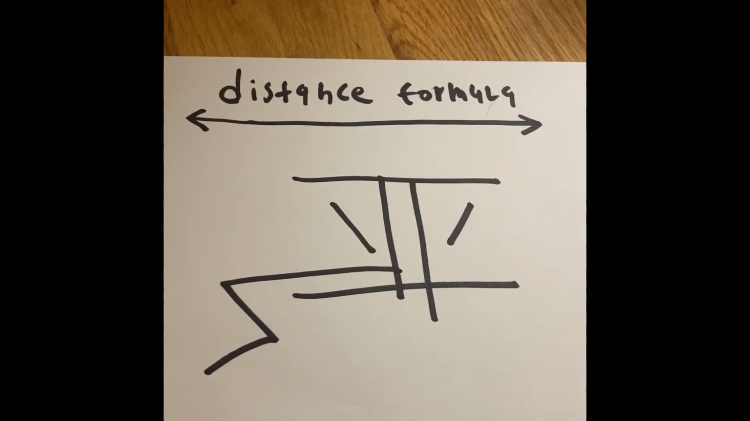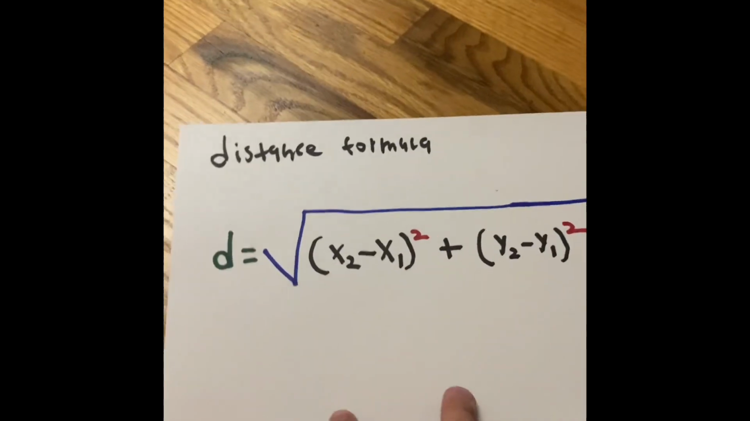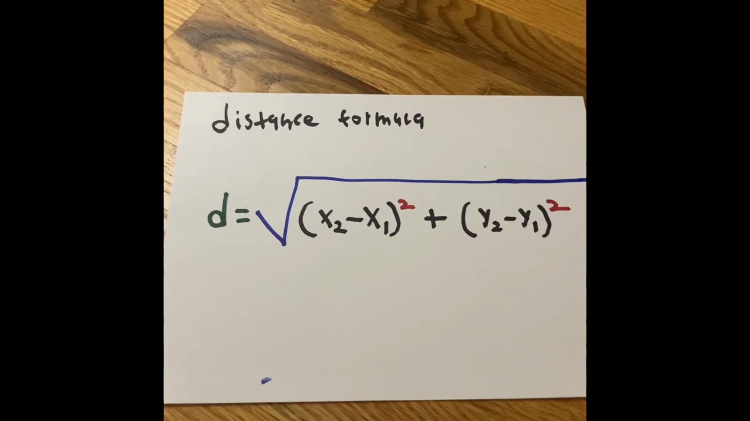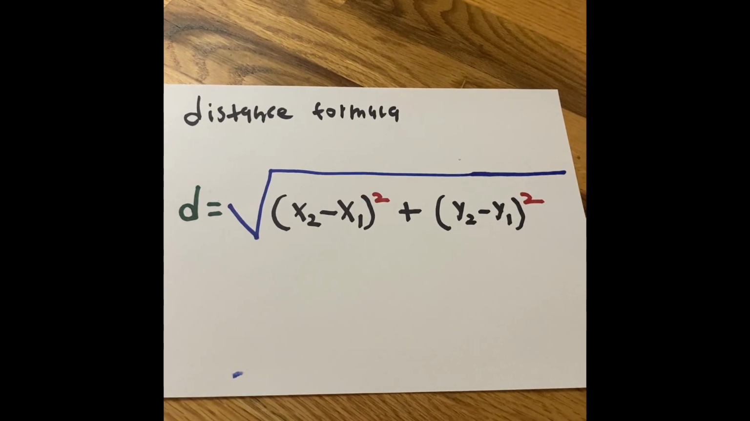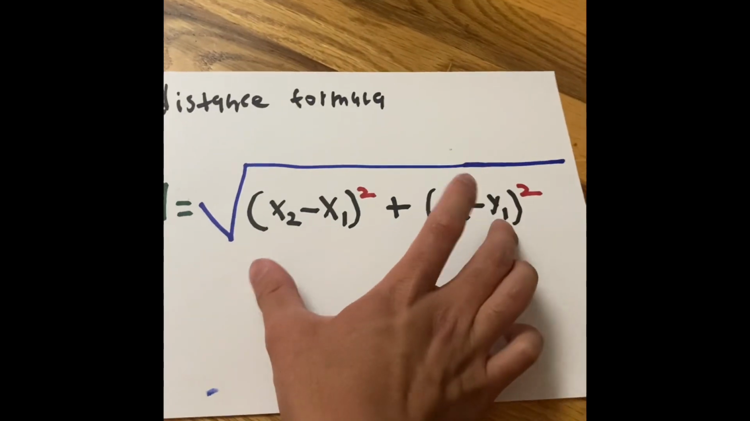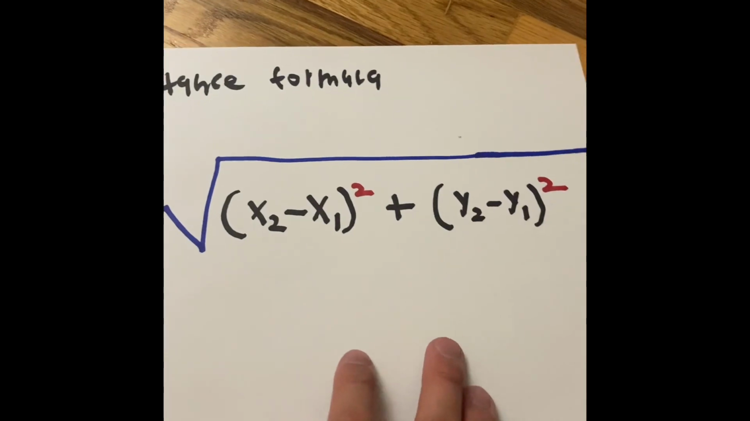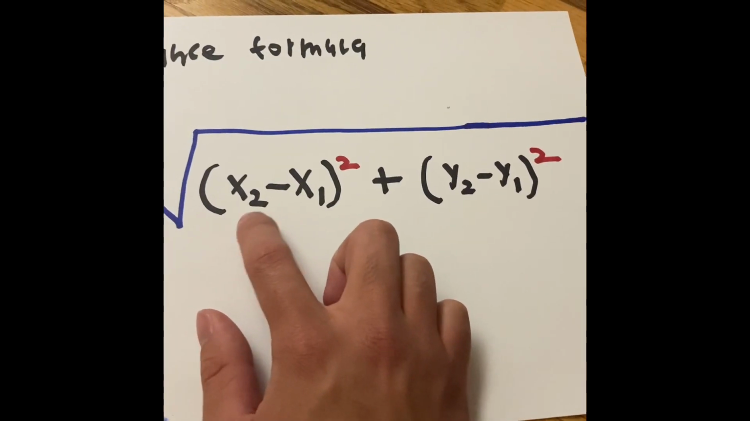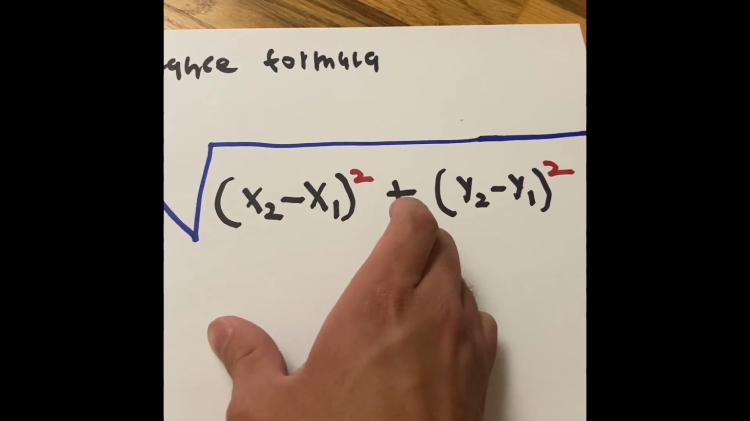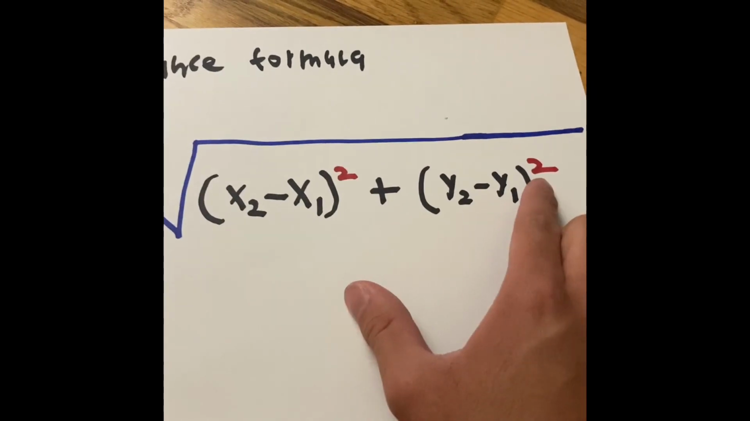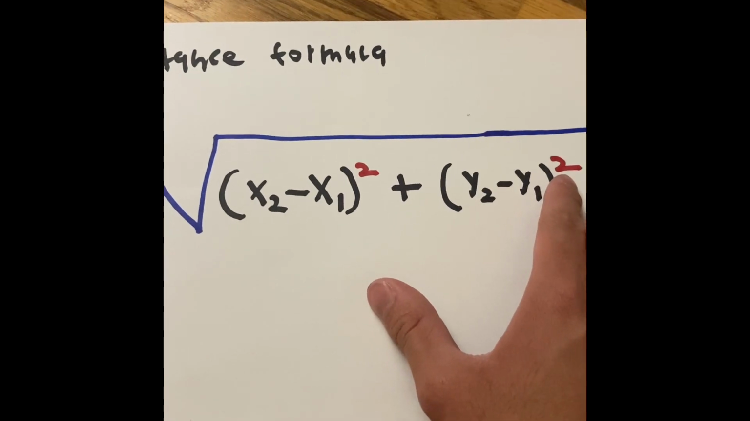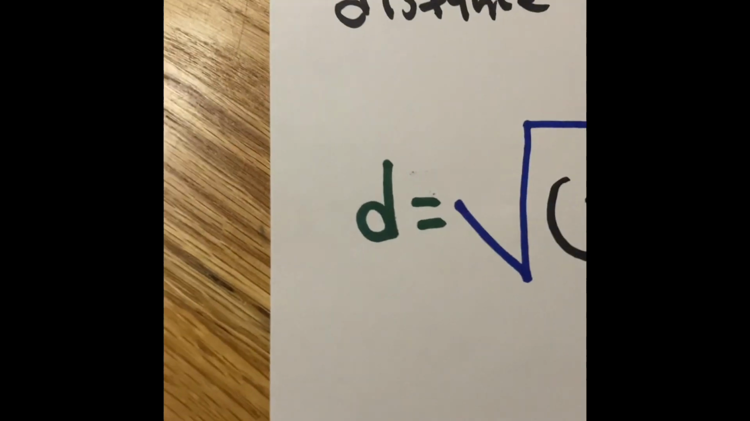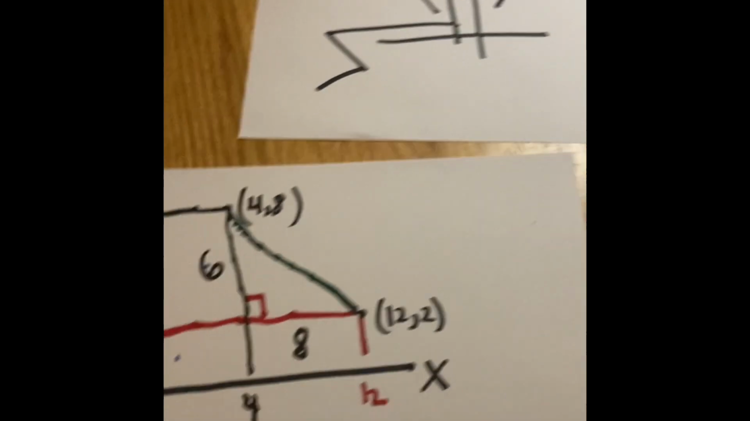Well, the actual formula is right over here. So here is the distance formula. Your distance is going to equal the square root of everything inside of here. And it looks like we have x2 minus x1 squared plus y2 minus y1 squared. And when you do that, you're going to get the length of what your distance is, the length of what that green line is.